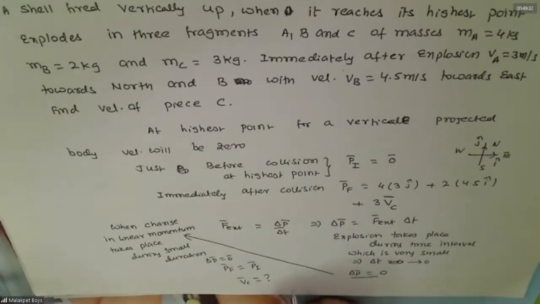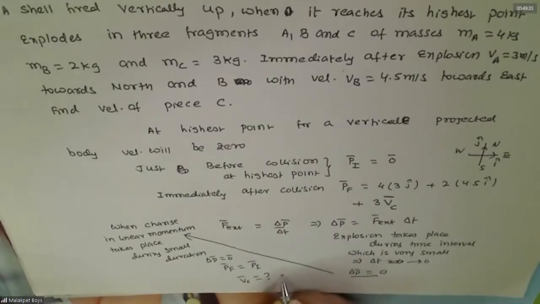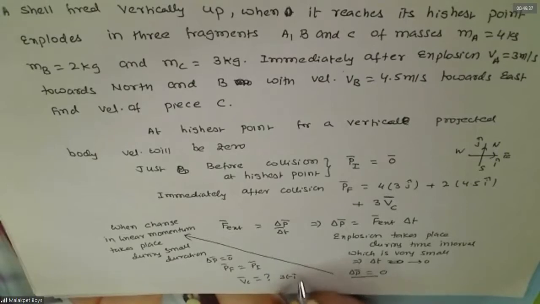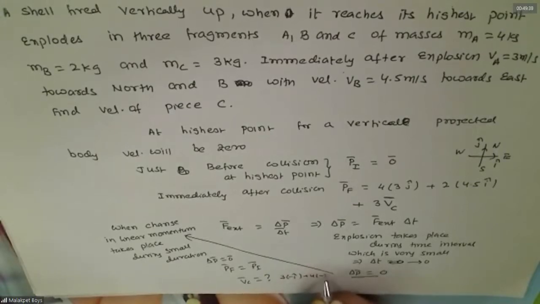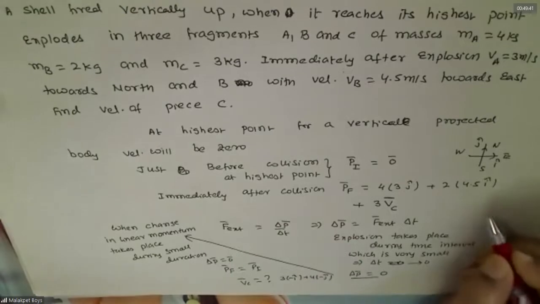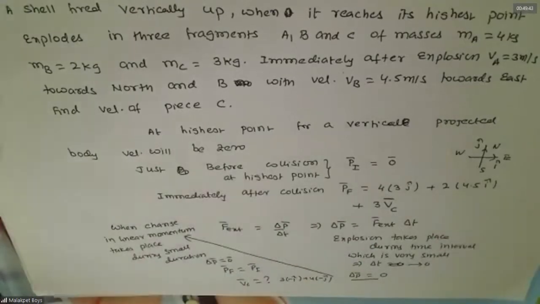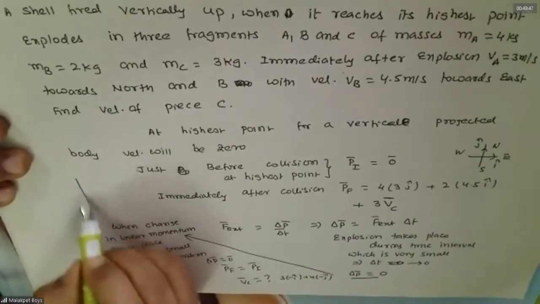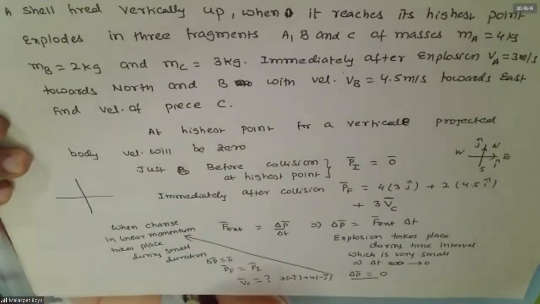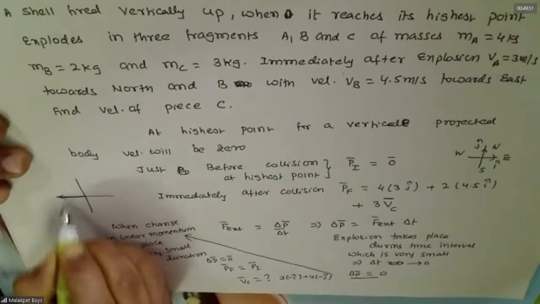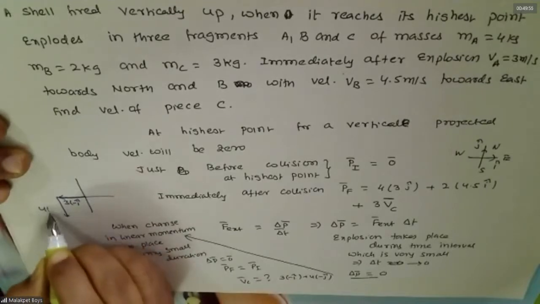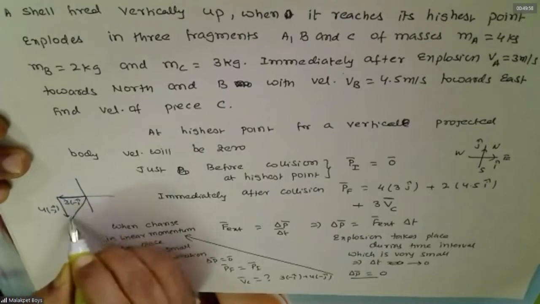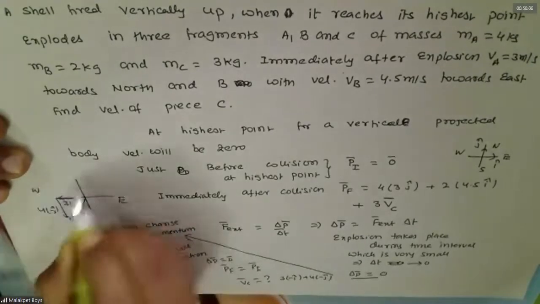Both are minus one, no? Yes, sir. That means outwards direction. 3 minus i means this side. This is 4 minus j. Minus 2. This is east, west, north, south.